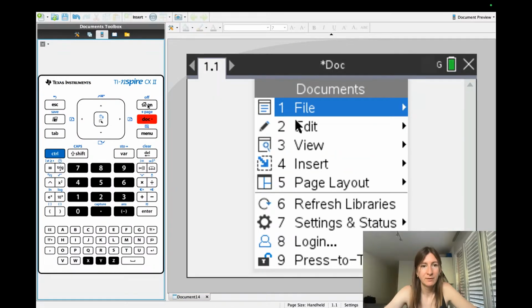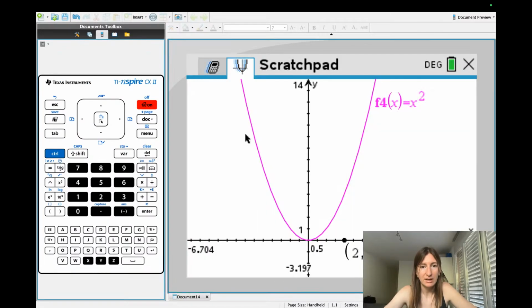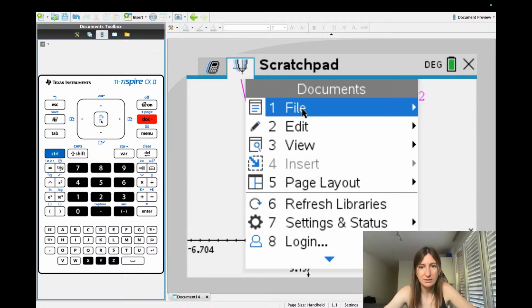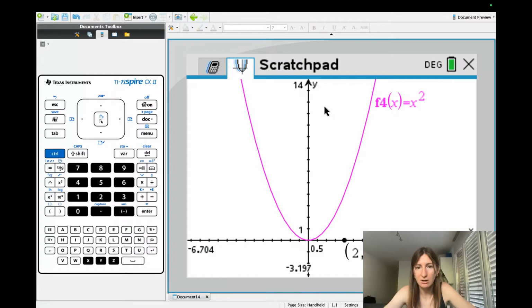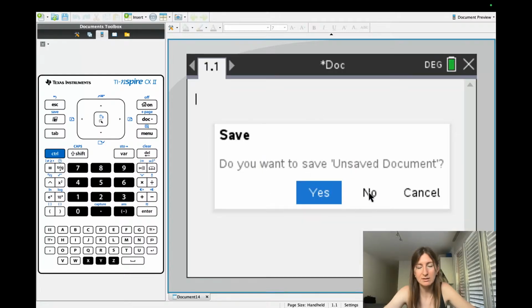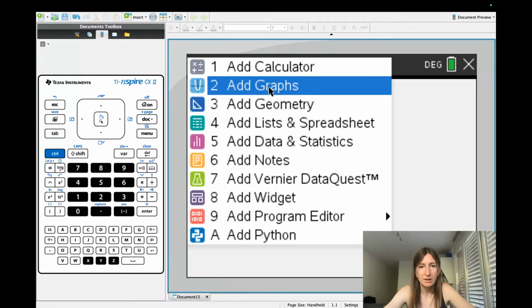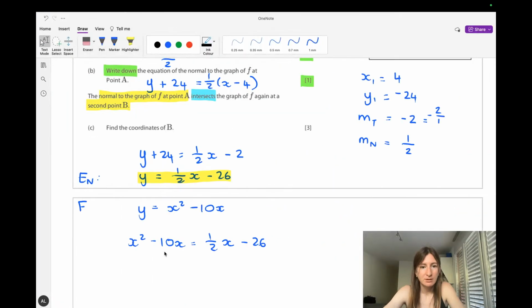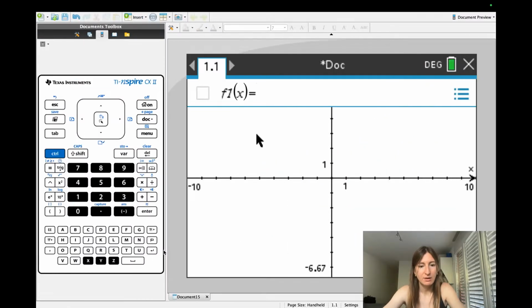So if you have a different calculator and you need help on how to graph on your calculator or do these things, just send me a message on Instagram at Miss IB Maths, and I'll be happy to help you out with that. For now, I'm using the TI Inspire. So let's graph my first one. I have x squared minus 10x.